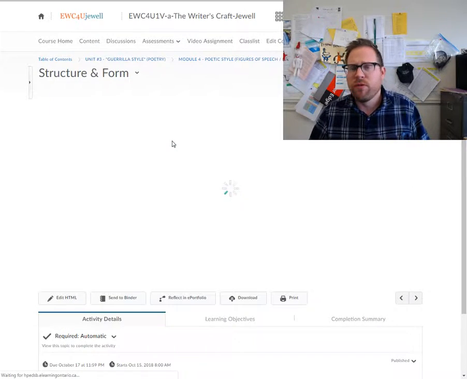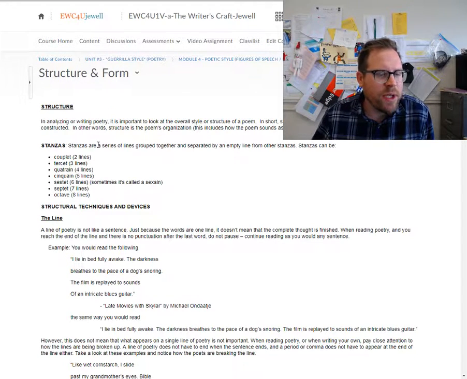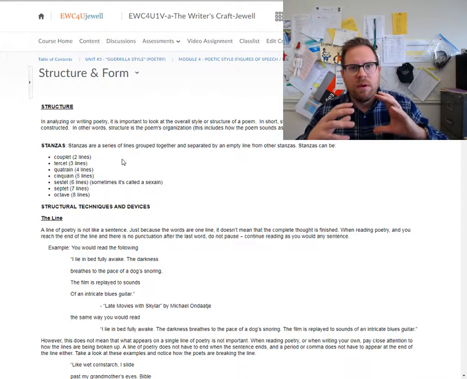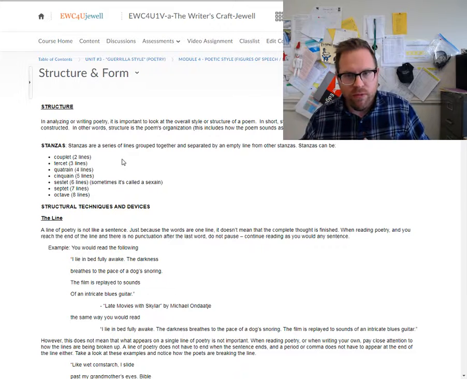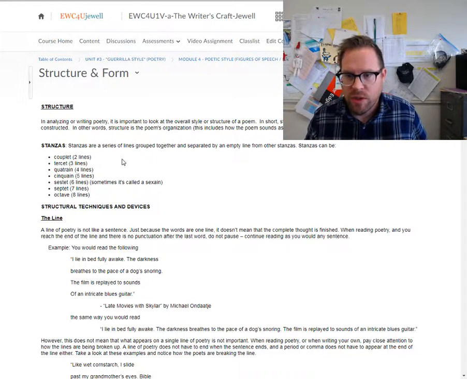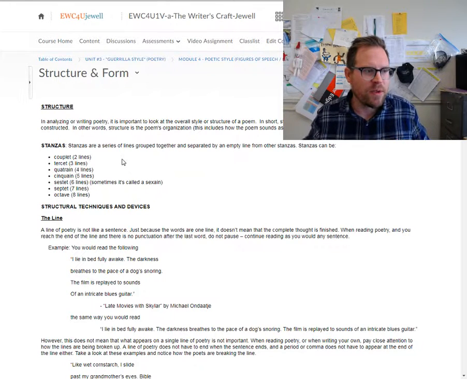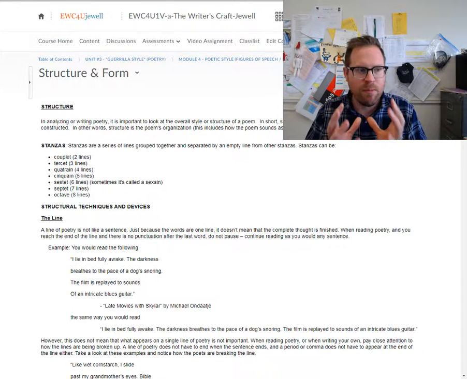Under structure and form, and this is why I'm giving you a number of days for this task, please read through very carefully. If you're offering an analysis, or if you're starting to write your own poetry, it's essential that you understand structure, how things are assembled together. In analyzing or writing poetry, it's important to look at the overall structure of the poem. In short, structure involves the overall manner in which the poem is constructed. So it's how it's assembled.